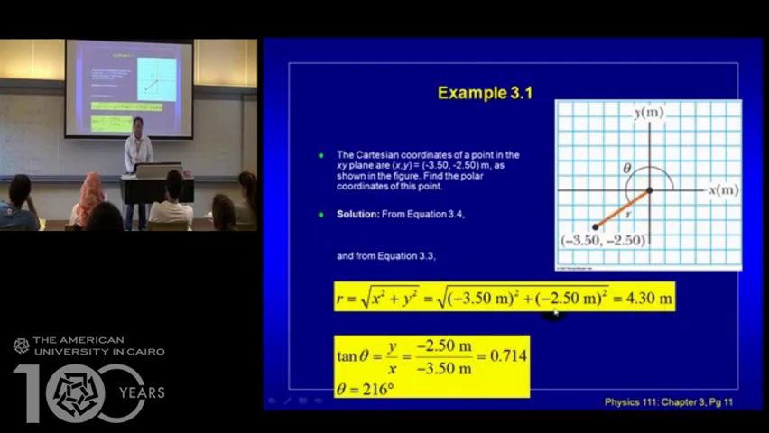How about the angle theta? Okay, this is the trick. I'm going to totally forget about the negative signs. Any negative sign, I will totally forget about it. So I'm going to calculate tan theta, which is y over x. So it's 2.5 divided by 3.5. Of course, if you put the negative signs in here, this will mislead you. And if you find tan theta, tan theta will equal 0.714.